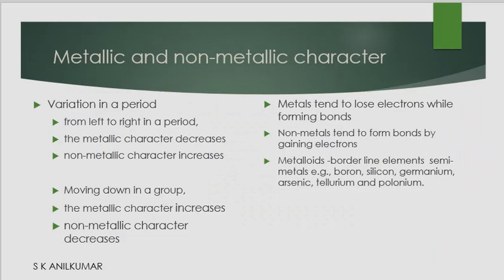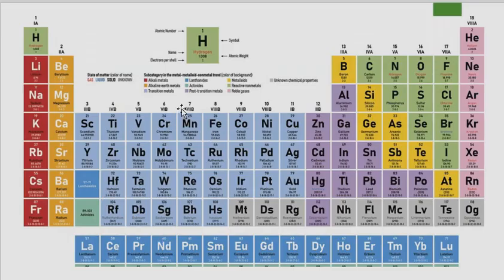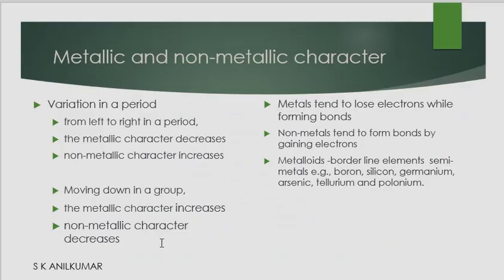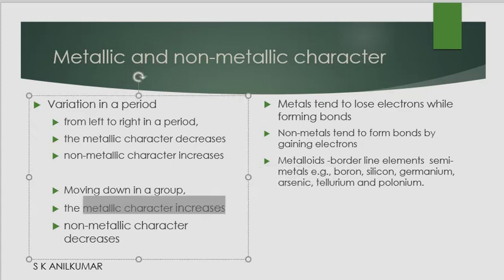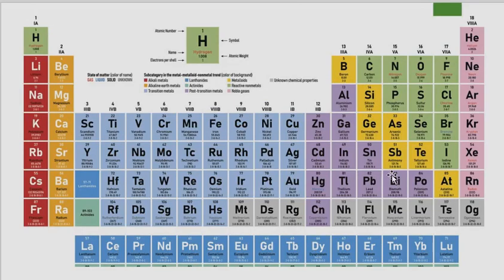Moving down the group, metallic character increases. This is manganese, this is rhodium, this is platinum, this is nickel. When you are moving down the group, metallic character increases. This is one observation when you look at the table. This is the relationship between the various elements in the table.